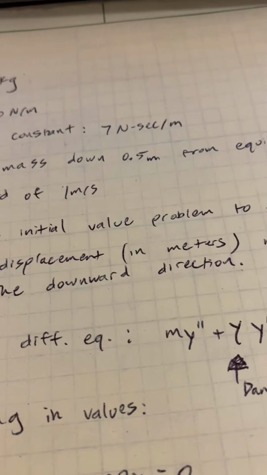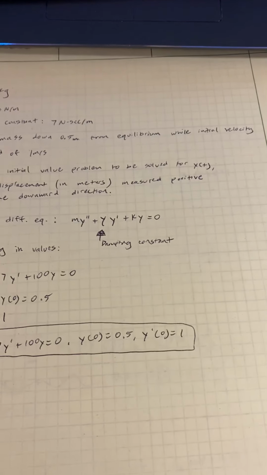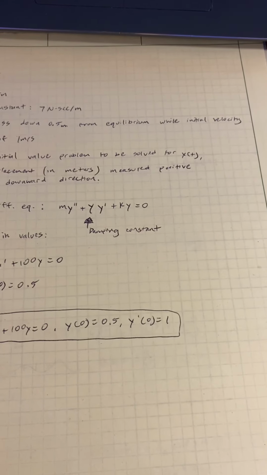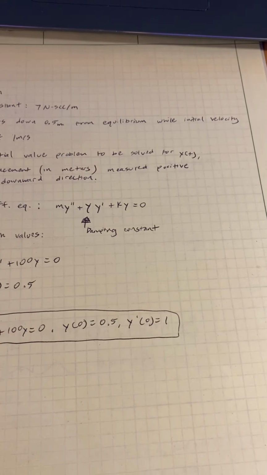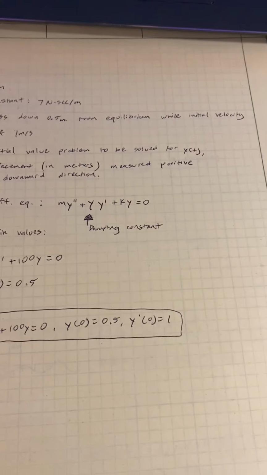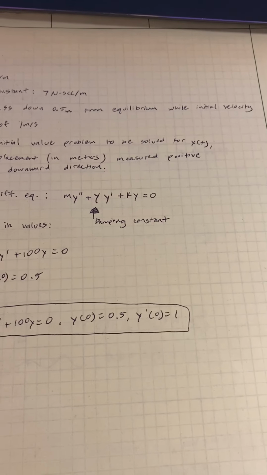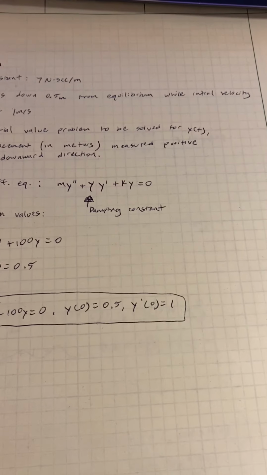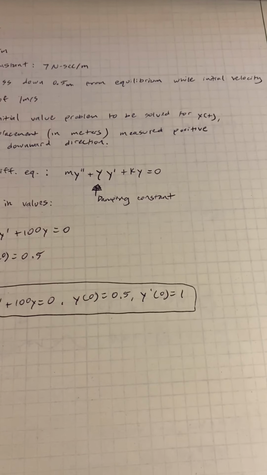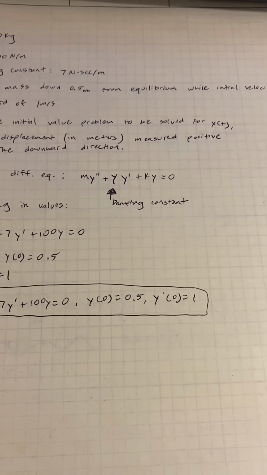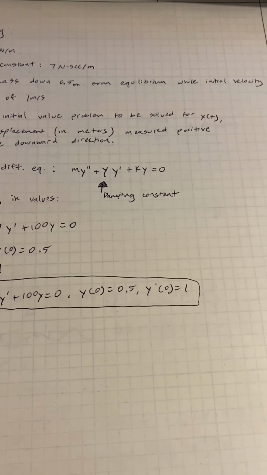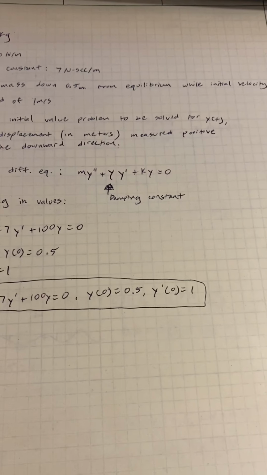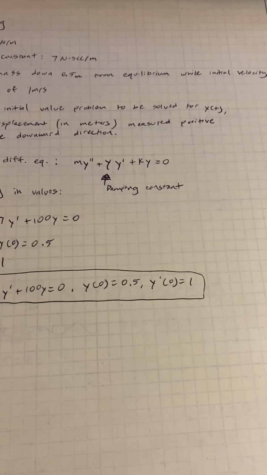Scroll down here. A spring mass dashpot system consists of a 10 kilogram mass attached to a spring with a constant of k equals 100 N/m, and the damping constant is 7 N·s/m. At time t equals 0, the system is set in motion, pulling the mass down 0.5 meters from equilibrium while giving it simultaneously an initial downward velocity of 1 meter per second. So, the first thing asked is to state the initial value problem to be solved for y of t, displacement from equilibrium in meters measured towards the positive direction.